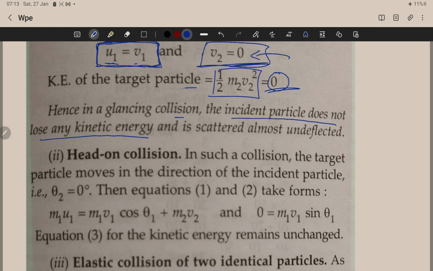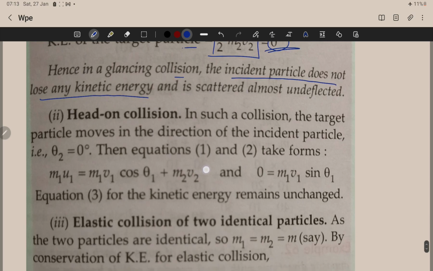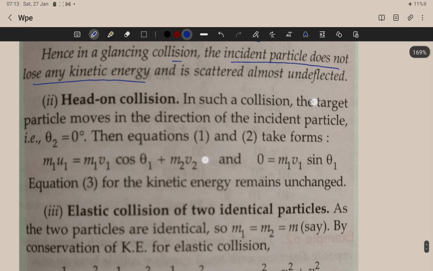The incident particle does not lose any kinetic energy because its velocity remains the same and it is scattered almost undeflected. There is no deflection. Then there is the head-on collision.